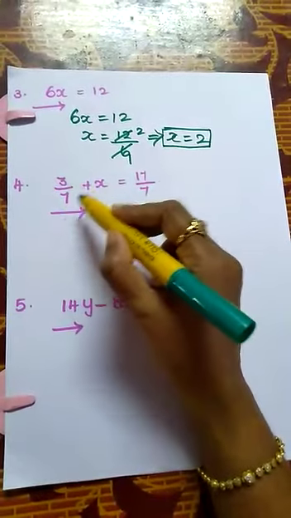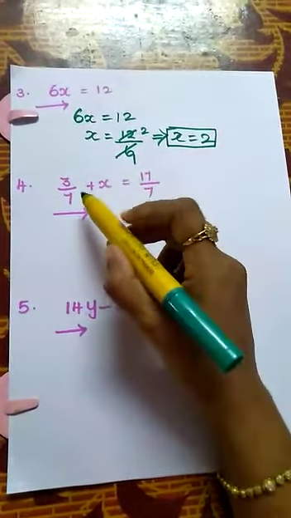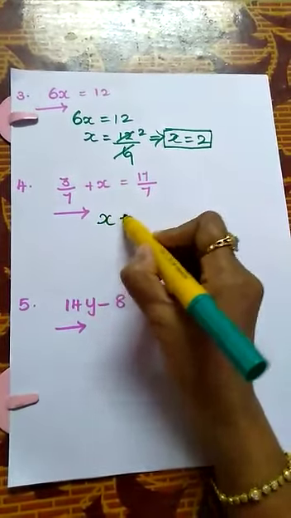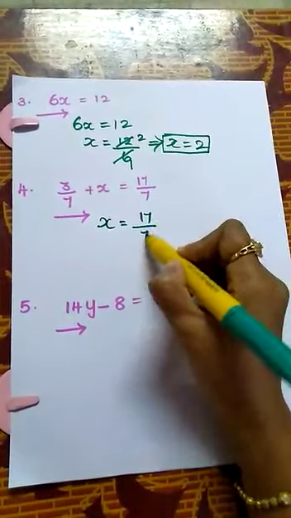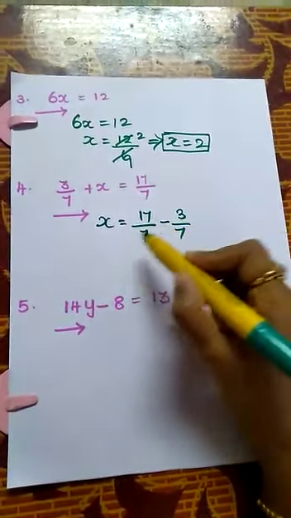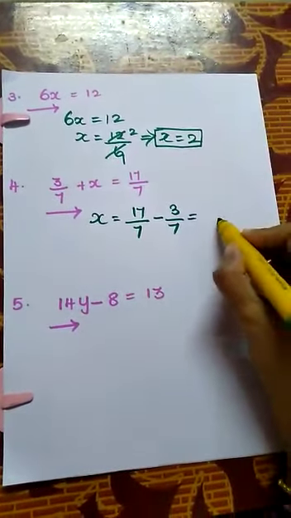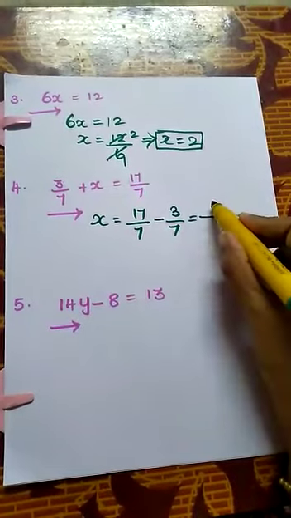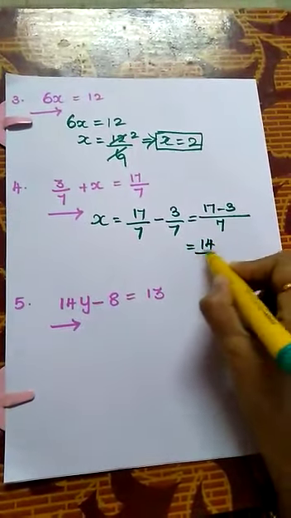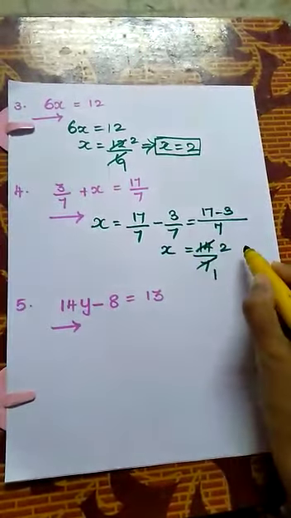Next problem, 3 by 7 plus x is equal to 17 by 7. We need the x value. Transposing the constant 3 by 7 to RHS, that is, x is equal to 17 by 7 minus 3 by 7. We have to subtract the values. The denominators are equal, so automatically we subtract the numerators. The common denominator is 7. What is our numerator? 17 minus 3, 14 by 7. 7 ones are 7, 7 twos are 14. So, the x value is 2 only.